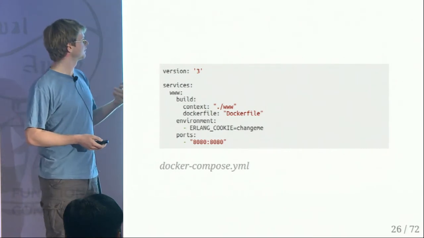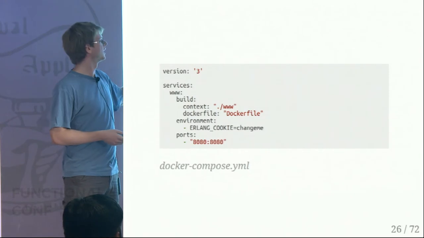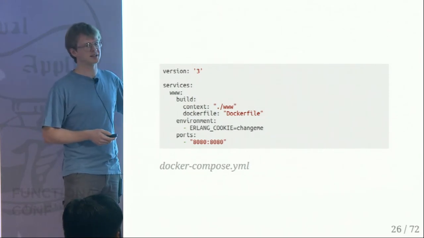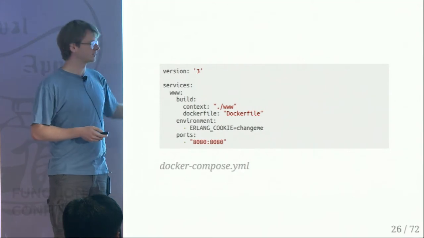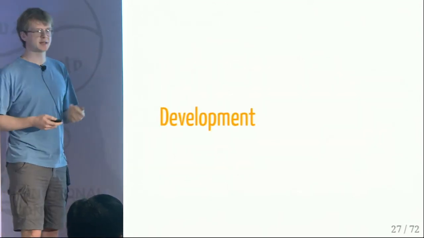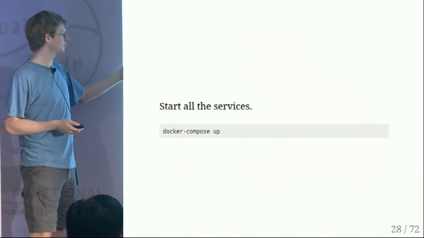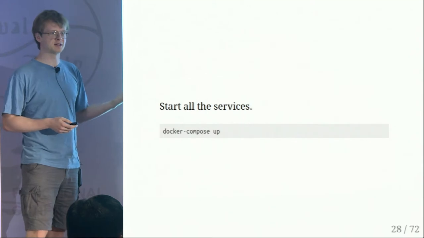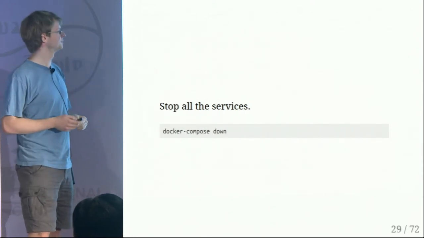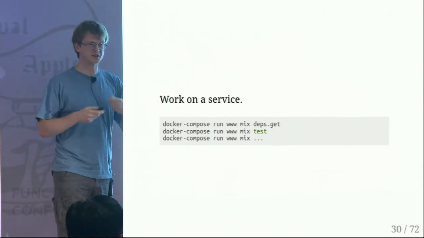So here we're going to run one www service. It's going to be in the www file. We use its Dockerfile, and we set an Erlang cookie to a better secret than that. And we want to expose our 8080 port. Okay, so in development, now we have Docker. This is how we start all the services. So docker-compose up will start every service in that file. docker-compose down stops every service in that file. And this is how you run, essentially, in the Docker Compose environment.